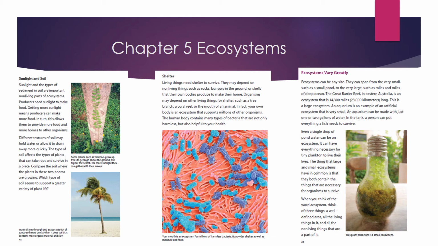The thing that large and small ecosystems have in common is that they both contain things that are necessary for organisms to survive. When you think of the word ecosystem, think of 3 things: a well-defined area, all living things in it, and all the non-living things that are a part of it.